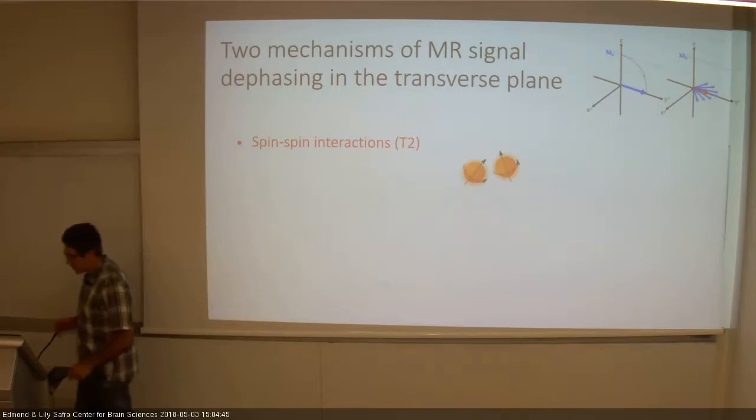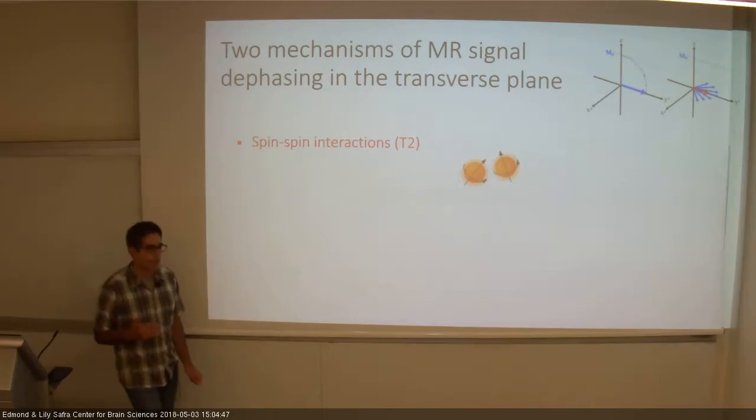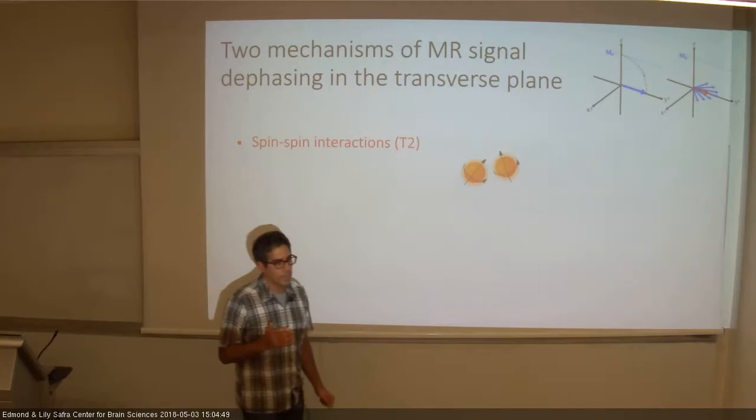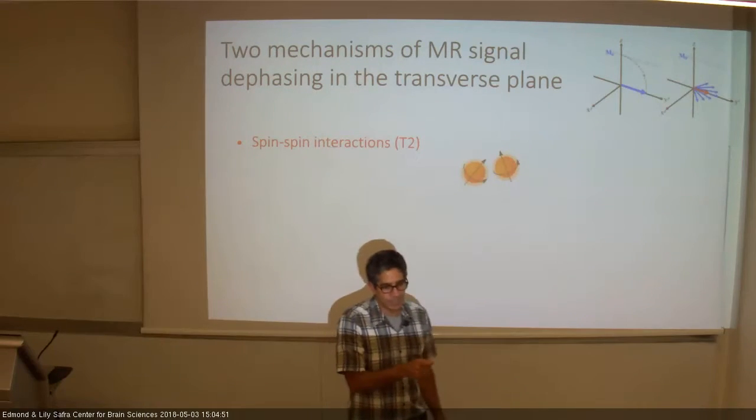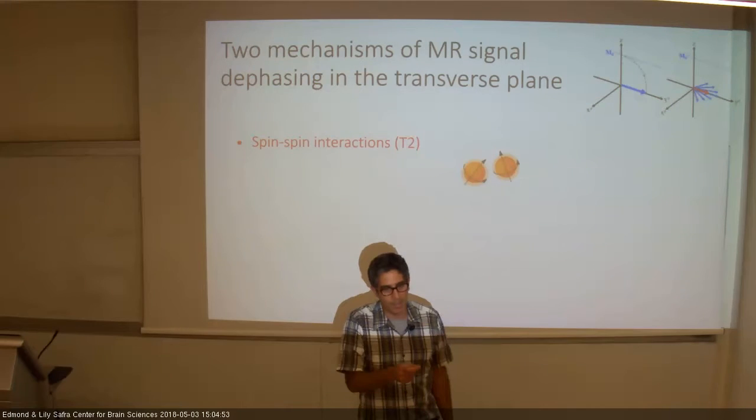The other effect is that if there is by any chance some kind of inhomogeneity in space, if the spin in here feels a slightly different magnetic field than the spin just nearby them.